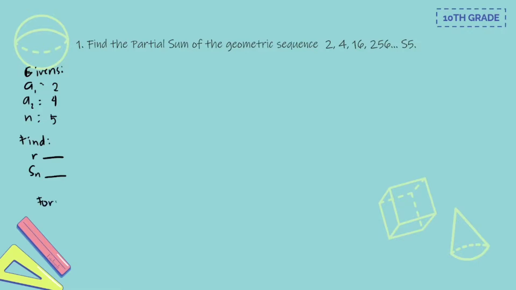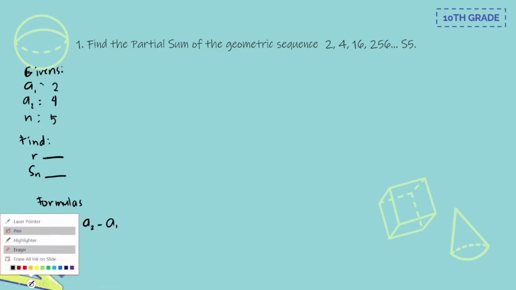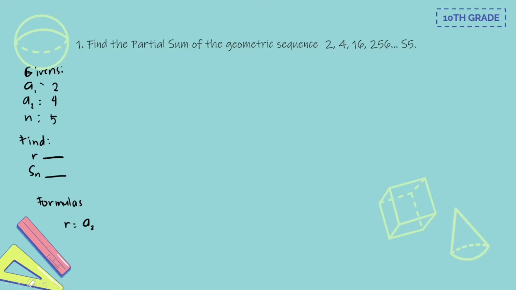And then what are the formulas? For our common ratio, r equals a sub 2 divided by a sub 1. And for S sub n is a sub 1 times 1 minus r^n over 1 minus r. So now the solution.